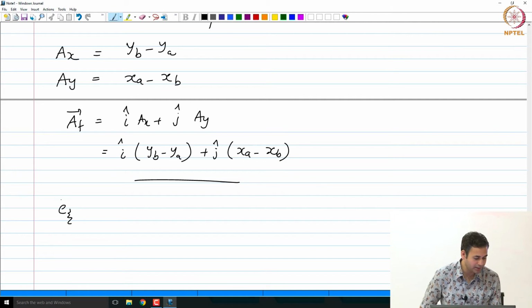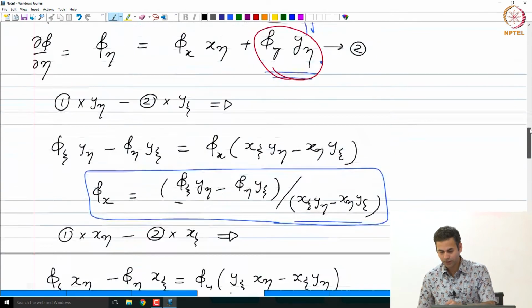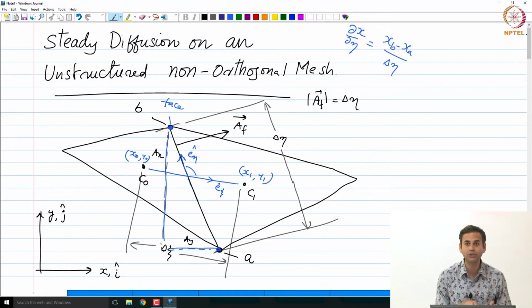Okay, so that means what is e xi hat? E xi hat is a unit vector that is connecting C0 and C1. We don't know a unit vector, but we know a vector that is connecting C0 and C1. We can certainly normalize that and calculate the unit vector. So what is the vector that is connecting C0 and C1 with coordinates x0, y0 and x1, y1? What is the vector that is connecting these 2 points? x1 minus x0 i hat plus y1 minus y0 j hat. That is the vector. That gives you the total vector.